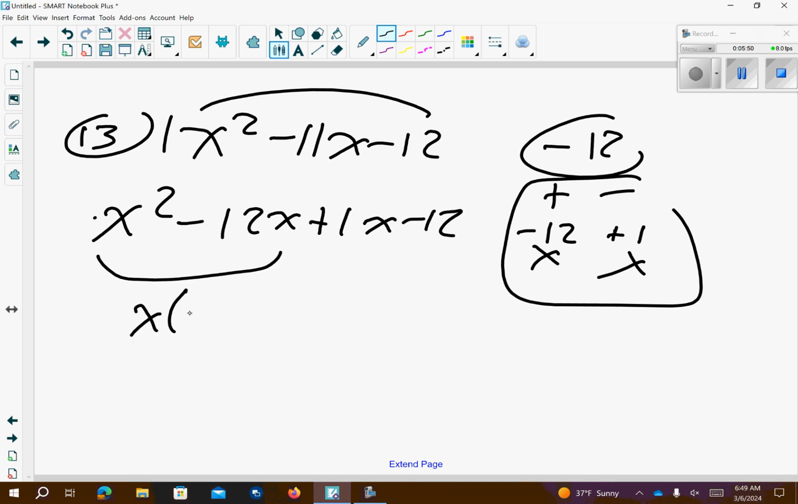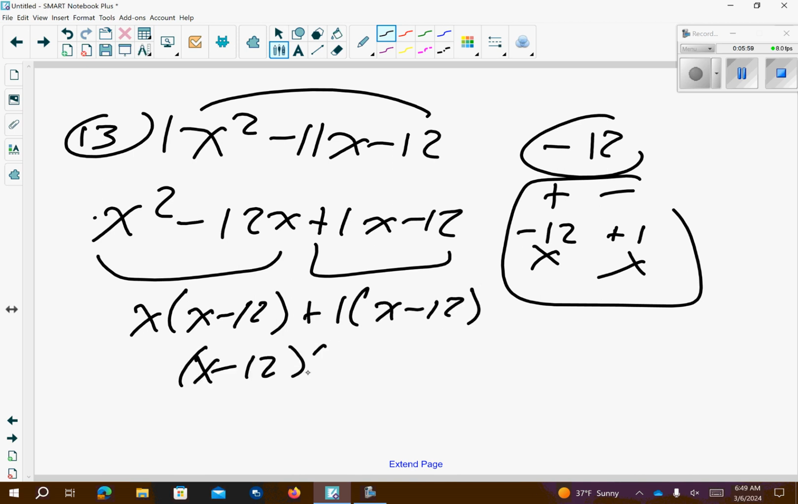Factor an x out. Factor a positive 1 out. So x minus 12 and x plus 1.